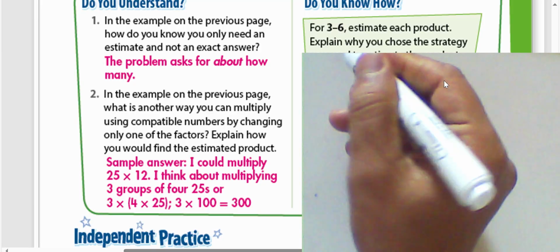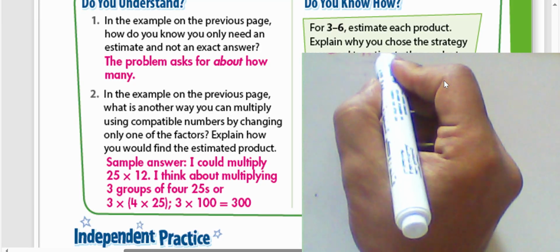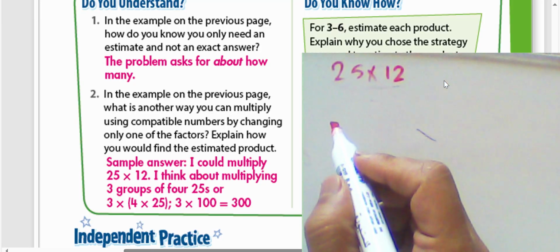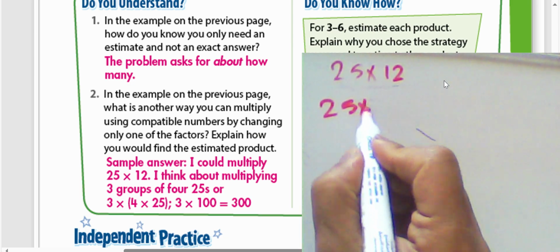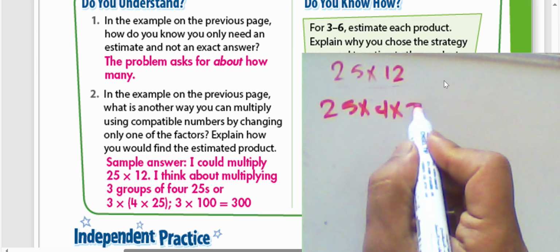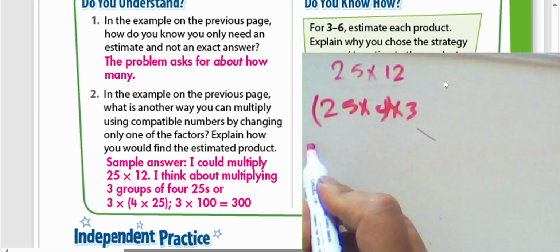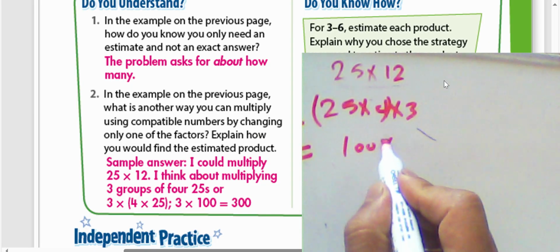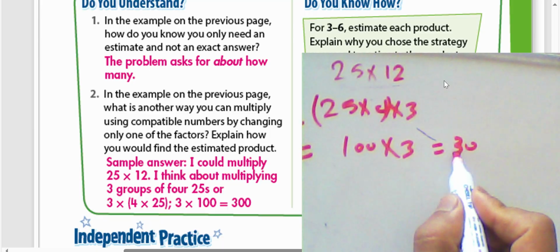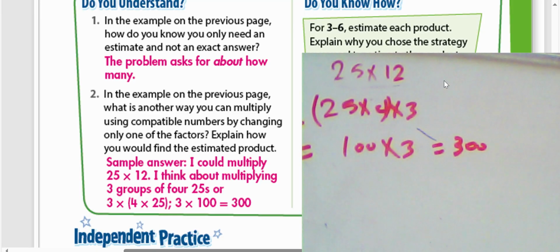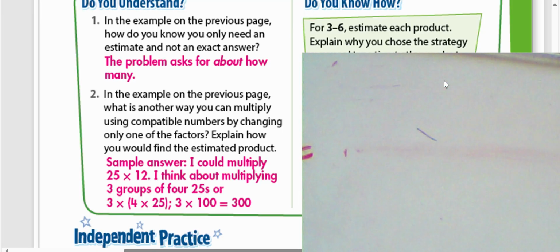Look here. We have 25 times 12. We can use commutative and associative properties, right? 25 product by 12 equals 4 times 3. And then using the commutative and associative properties, 25 times 4 equals 100, and 100 times 3 equals 300. We used the associative property here to find the answer between two numbers by using product.